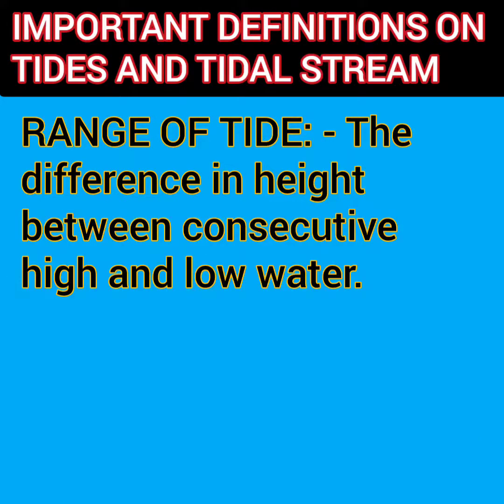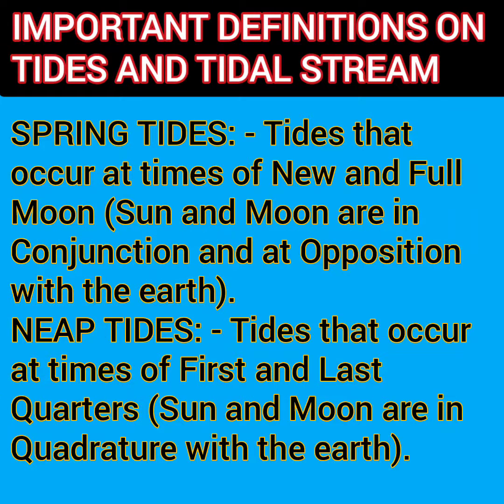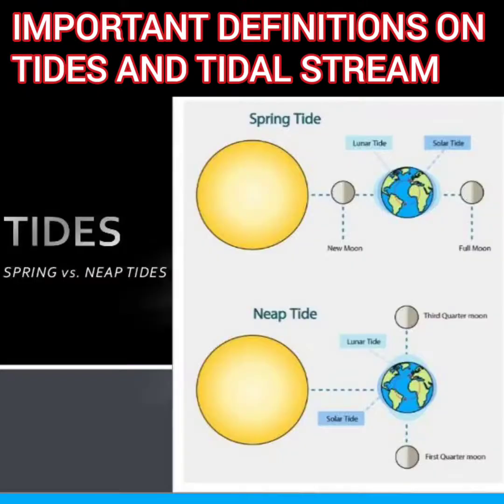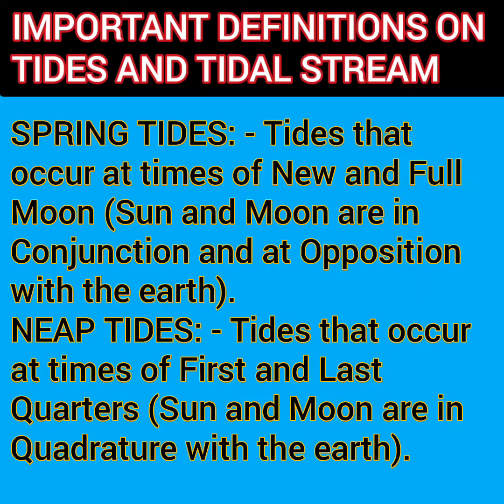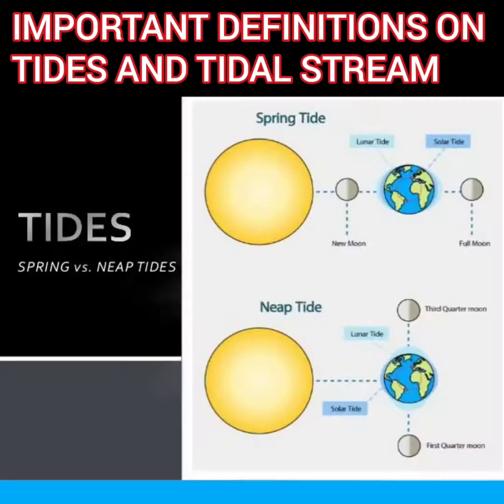Next definition is range of tide. Range of tide is the difference in height between the consecutive high and low water. Then we have the terms called spring tides and neap tides. Spring tides are the tides that occur at the time of new and full moon, which basically means that sun and moon are in conjunction and at opposition of earth. Then the neap tide is the tide that occurs at the time of first and last quarters. Basically, the sun and moon are in quadrature with the earth during the neap tides.